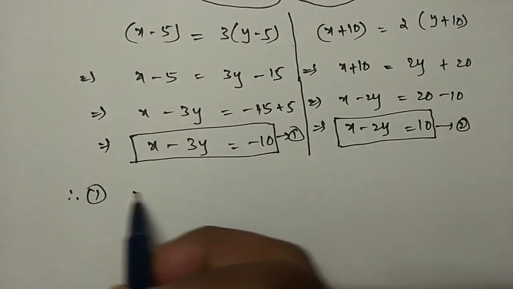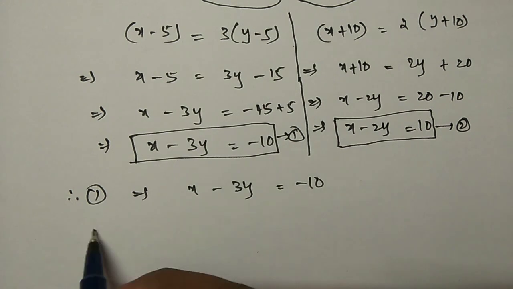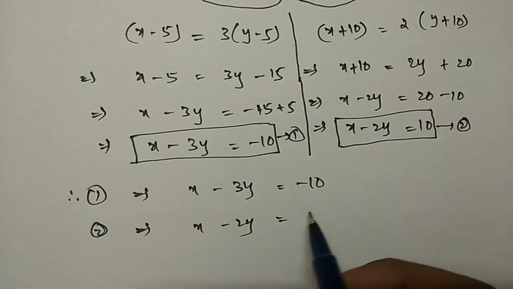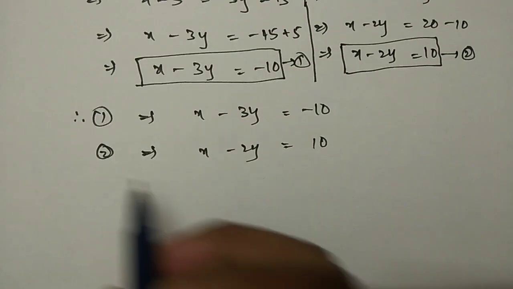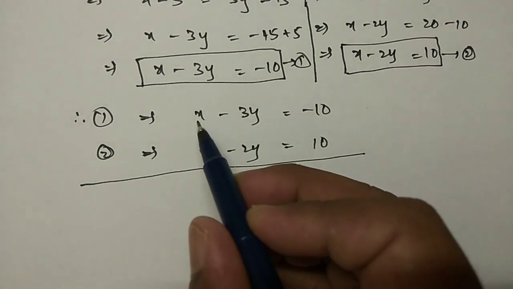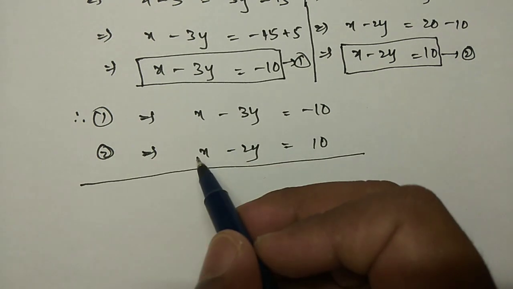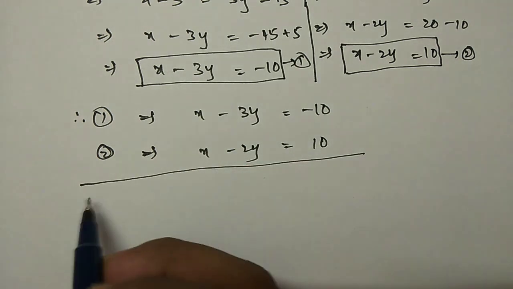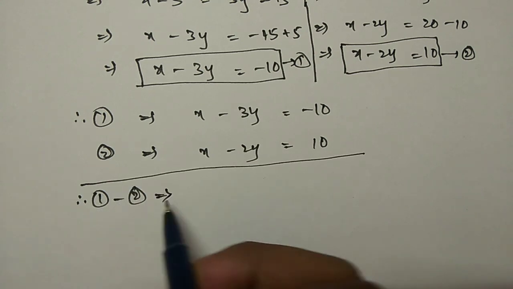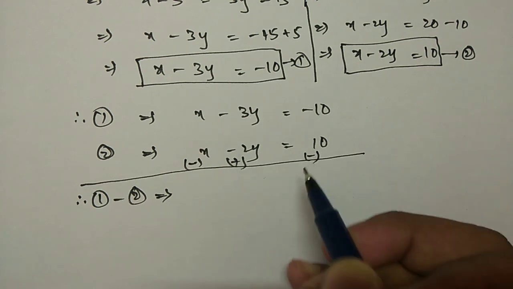So 1 implies x minus 3y equal to minus 10. 2 implies x minus 2y equal to 10. Using the elimination method, verify the x coefficients. Here the x coefficients are the same with the same sign, positive. So we can subtract these to eliminate x. Therefore 1 minus 2 implies, change the signs of the second expression.